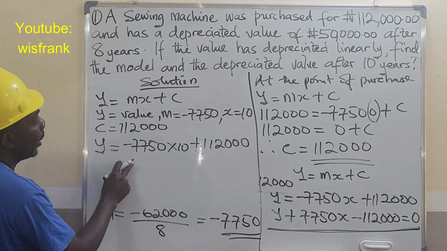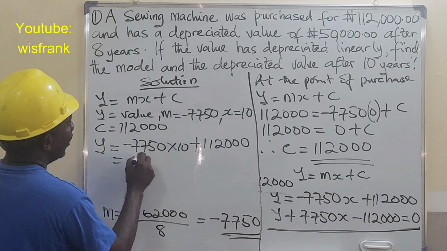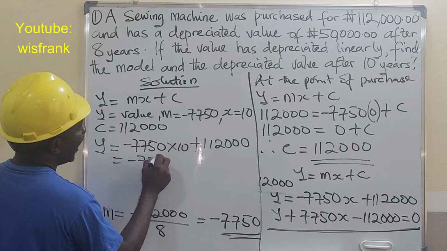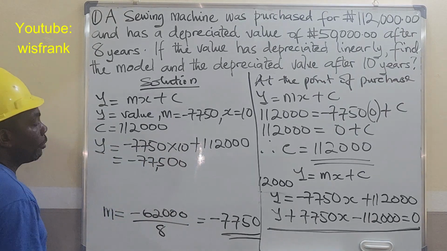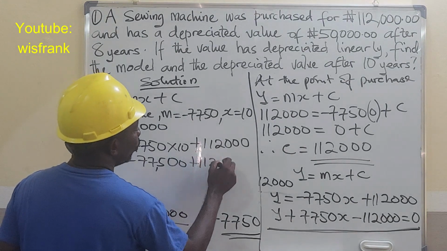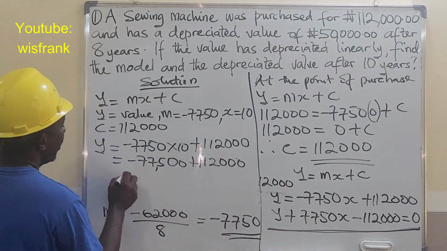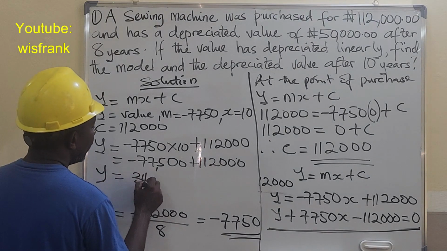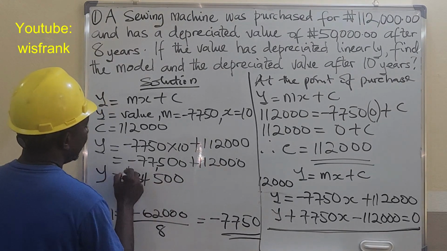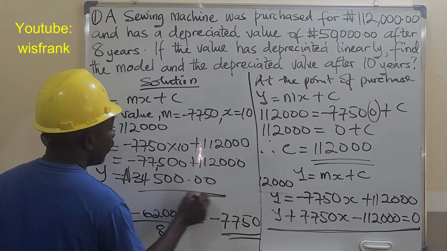So now we have our value y equals m, minus 7,750 times 10, plus c, which is 112,000. When we multiply this, minus 7,750 times 10 is minus 77,500, plus 112,000. So here, we are going to have y equals 34,500 naira. So this is the value of y.